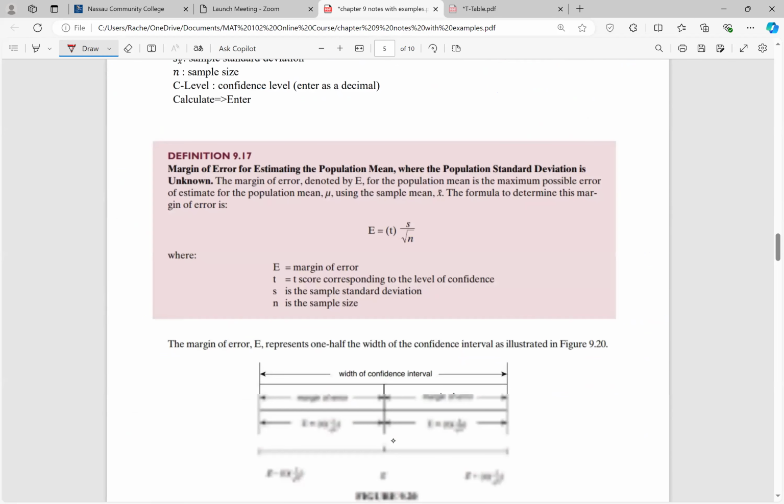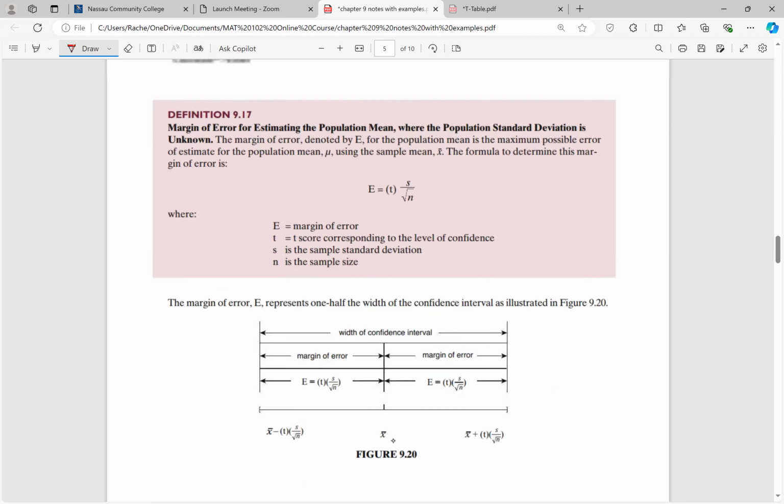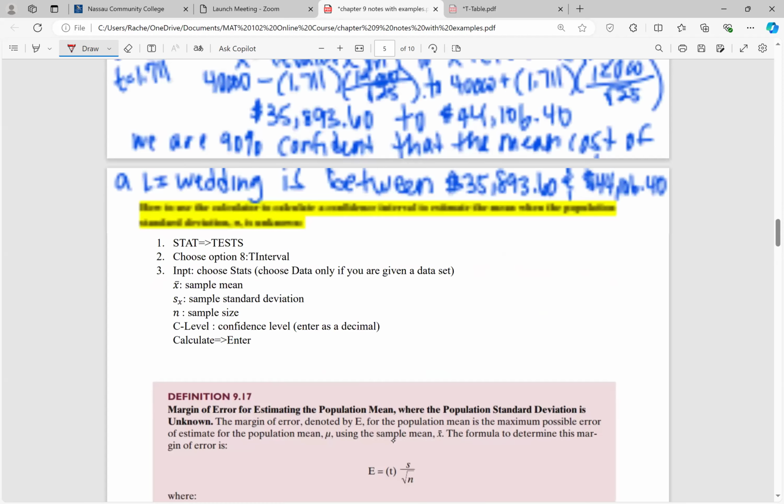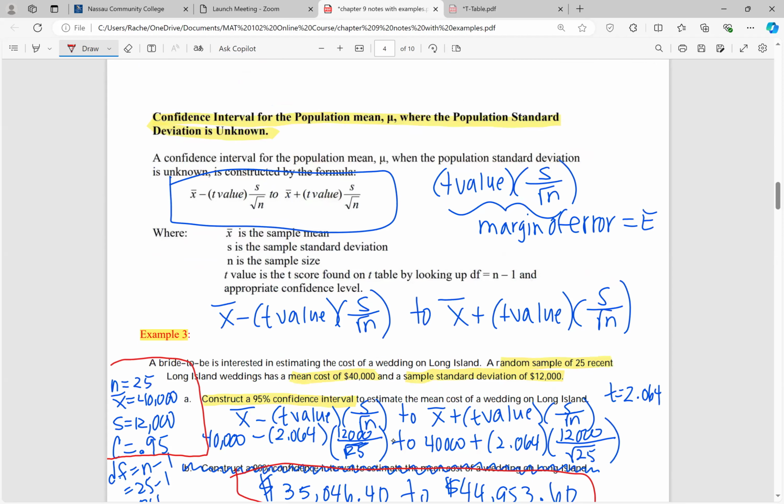So before we do the next example, let me talk a little bit more about the margin of error. So I pointed out the margin of error in the last lecture. So I said in this formula, so let me just go back up to your formula for confidence interval, which is right here. So remember I told you guys that the t-value times the standard error is called the margin of error. So the t-value times s over the square root of n, we call that the margin of error, and that's equal to E.